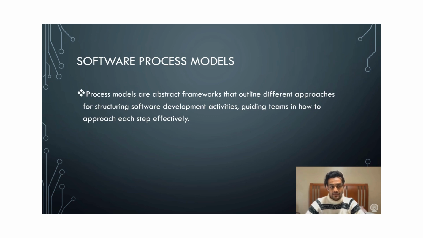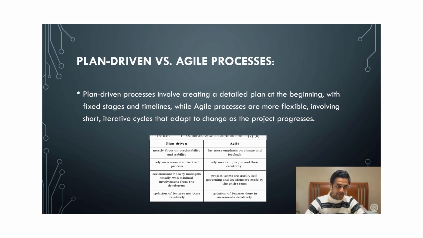And here is a little definition of software process models. Process models are abstract frameworks that outline different approaches for structuring software development activities, guiding teams in how to approach each step effectively. Moving to the next slide, we have two different software approaches, or you can say two different software processes. One is plan-driven and the other one is the agile process. Here is also a differentiation stated in this slide between both of them. You can have a look, take a note, or just screenshot it so later it will be helpful to you.